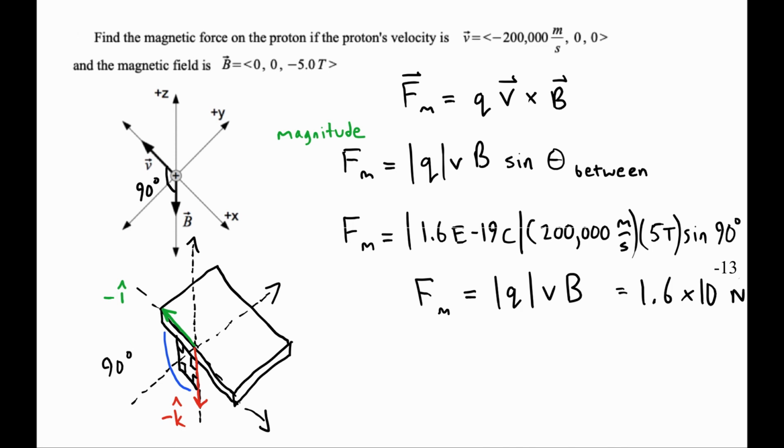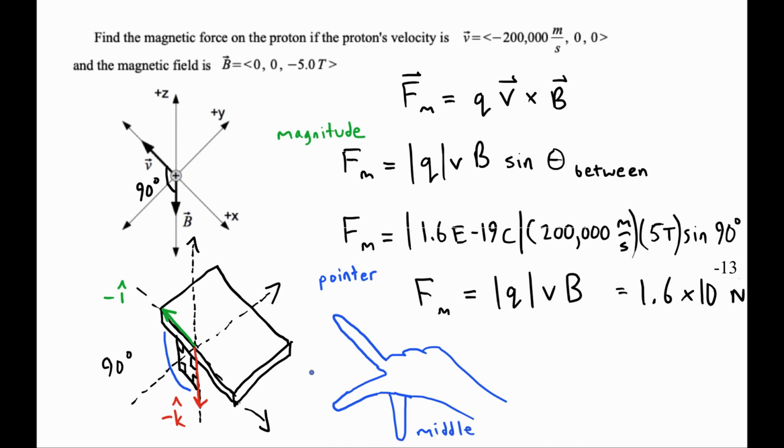So for that, I would use right-hand rule because we're dealing with a positive charge. And let me draw the right-hand rule. The pointer points in the direction of its velocity. The middle points in the direction of the magnetic field. Yeah, it's decent. Alright, so we got the pointer, the middle, and the thumb.